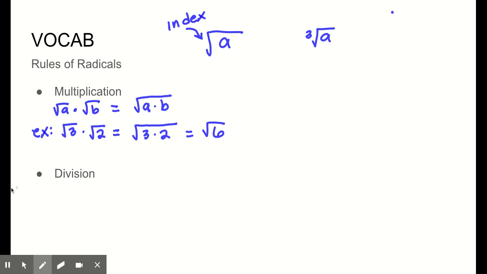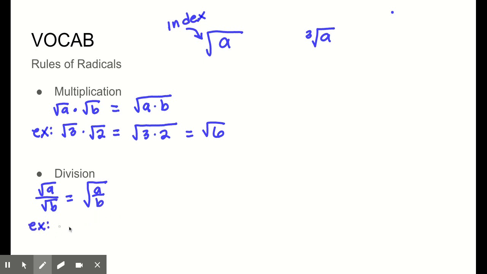For division, it's very similar, only we're just looking at division. So if, for example, we have the square root of A divided by the square root of B, we can take those two values and put them together under the same radical and divide their values. And if A is divisible by B, or if they can be reduced, then we would take it a step further and reduce that.